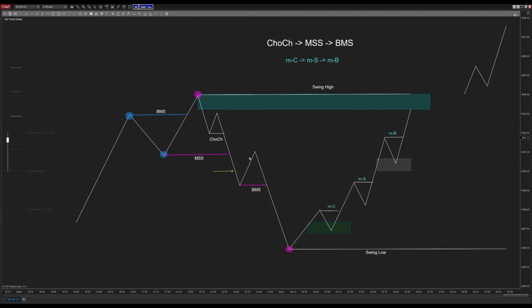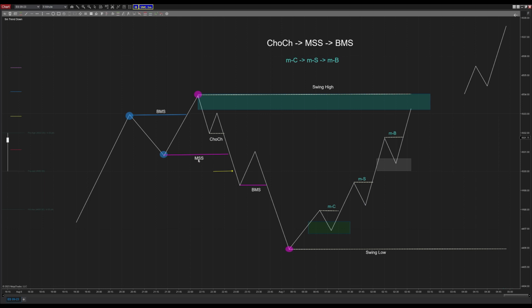Now, the additional change we've made is the sequencing of labeling. So here we go from a change of character to a market structure shift, and then the second break is the break of market structure. So in the prior version, you would just have break of structure, and if it continued, you get a second break of structure.